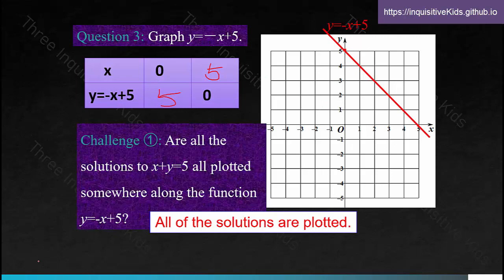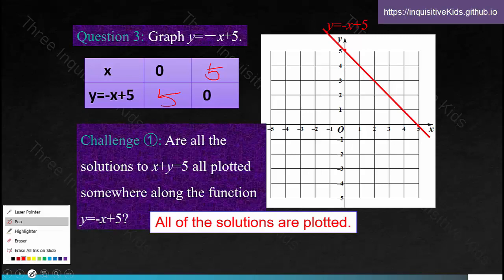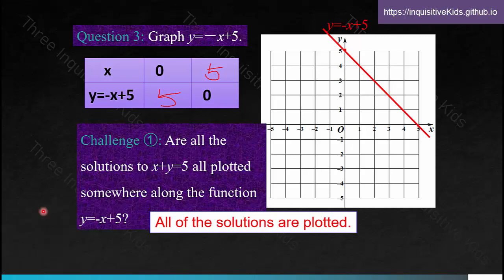Challenge question number 1. Are all the solutions to x plus y is equal to 5 all plotted somewhere along the function of y is equal to negative x plus 5? And the answer is yes, all of the solutions are plotted. So any solution that satisfies x plus y is equal to 5, you can always find somewhere along this line.